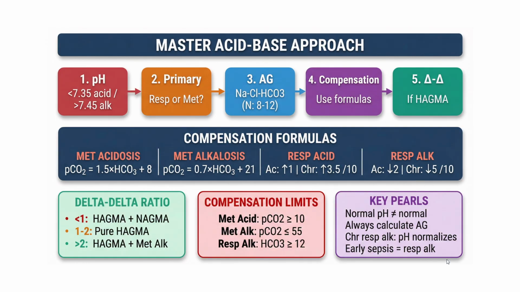After that, always calculate an anion gap. Even if it's not asked, this step is critical because hidden high anion gap disorders are one of the most common reasons people miss mixed acid base problems. Once you've done that, check whether the body is compensating appropriately using the expected compensation formulas. If the compensation doesn't match what you expect, that usually means there's another disorder present. And whenever you find a high anion gap metabolic acidosis, take it one step further and calculate the delta delta ratio to uncover additional hidden metabolic processes.